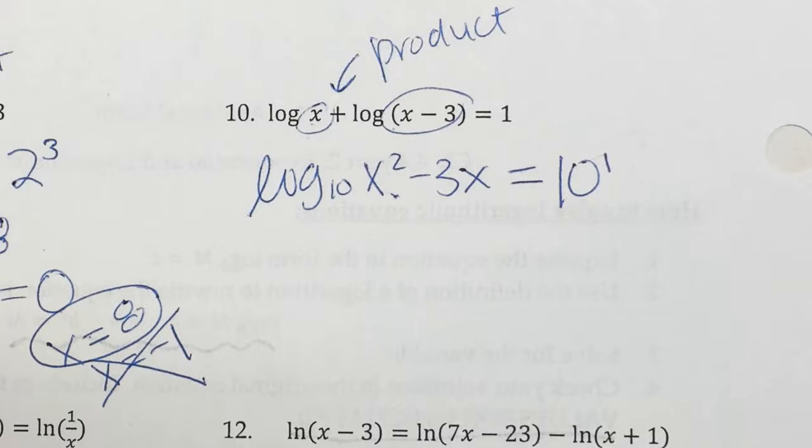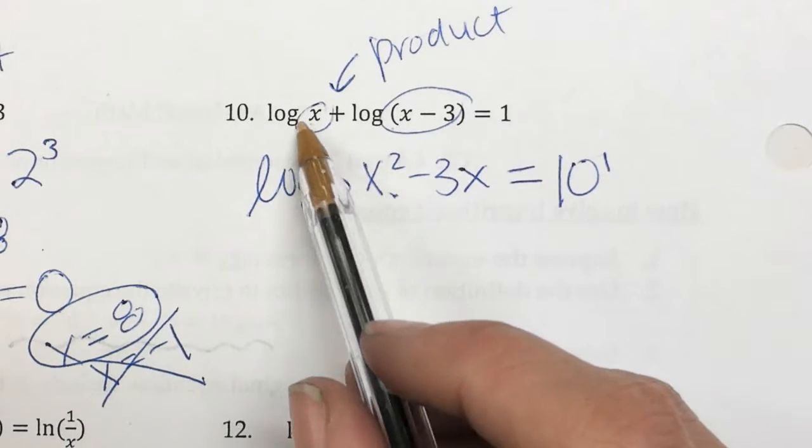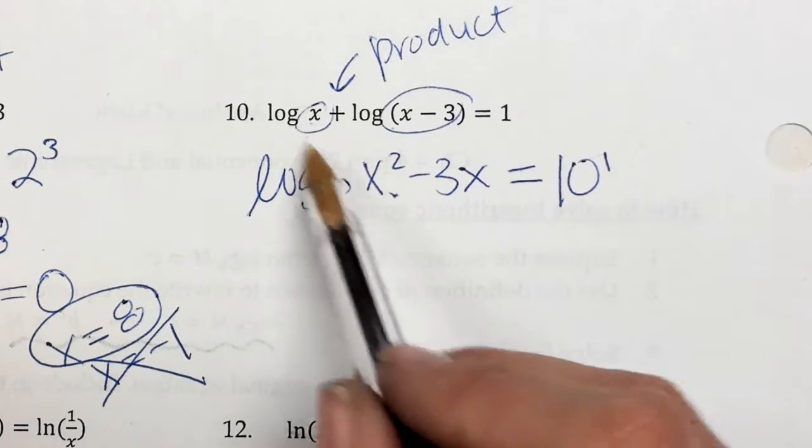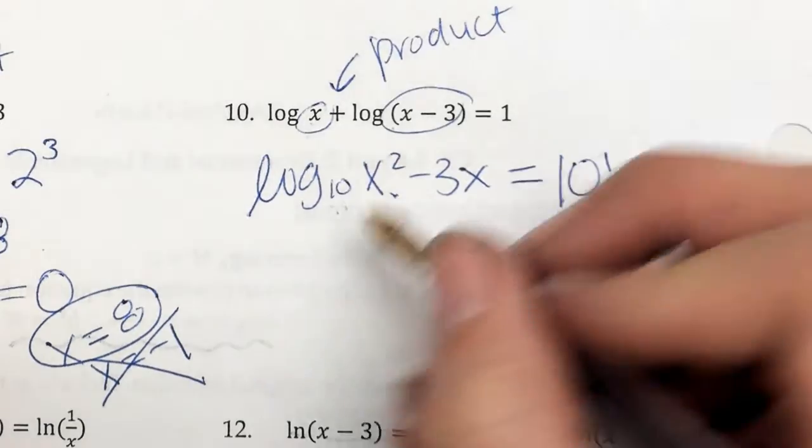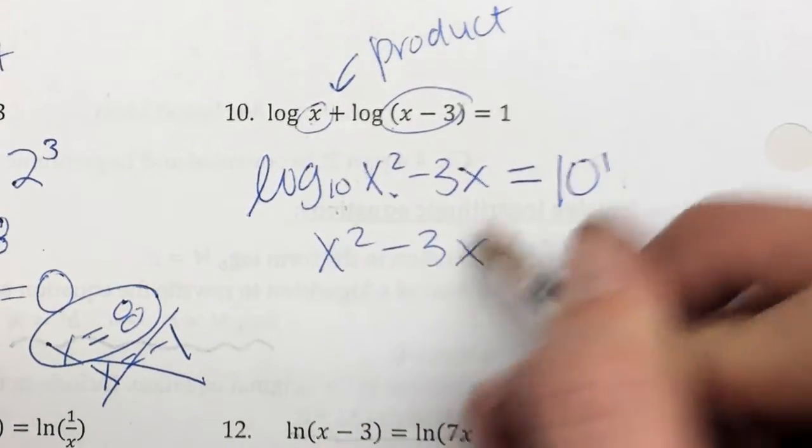Any questions other than that? It has to have the same base. And we know if there's not a base here, it's automatically 10. And this became the exponent. So now we have x squared minus 3x equals 10.